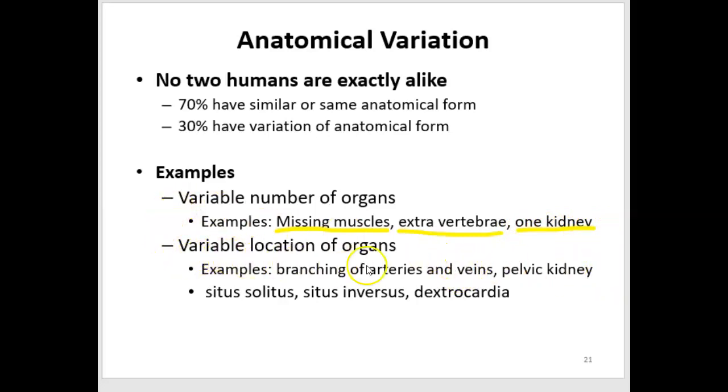Another variation that can occur is that the organ or organs might be in a different location than you see in 70% of the population. This is really common, more than 30%, I think, when you think of how arteries and veins branch throughout the body. That varies to some degree in everyone. But there are more extreme examples, like having a kidney placed further down into the pelvis than normal. Or in some cases, the liver and the stomach are reversed, and I'll show you a few examples of this.